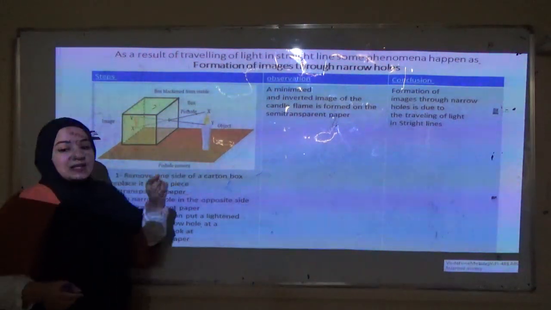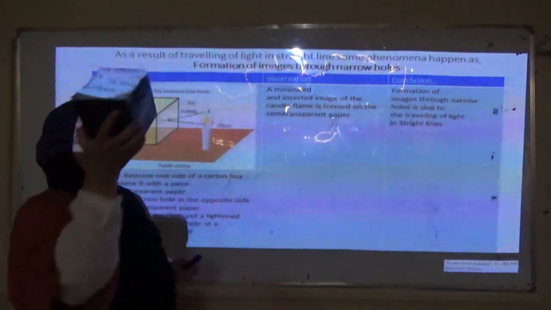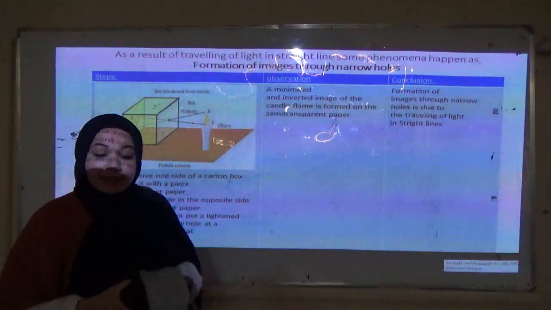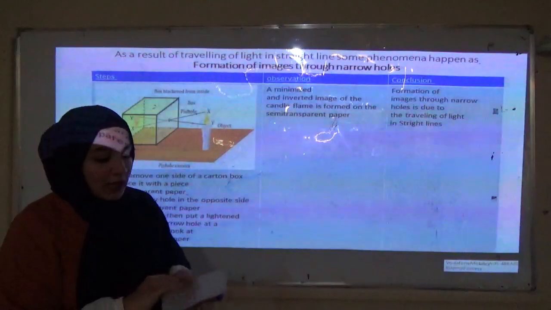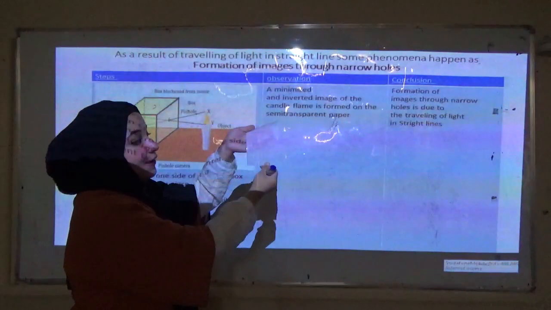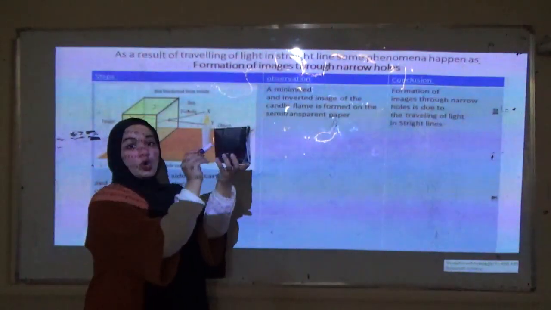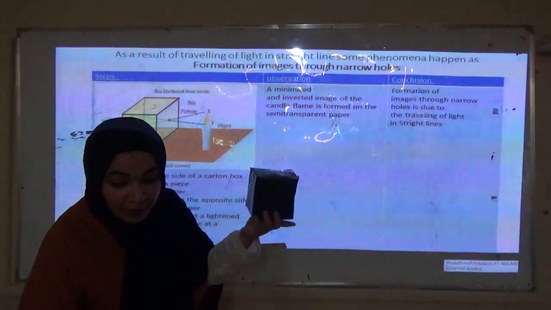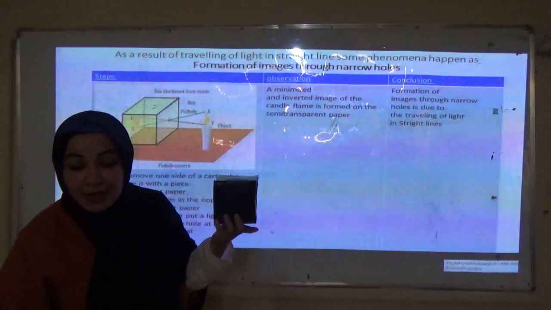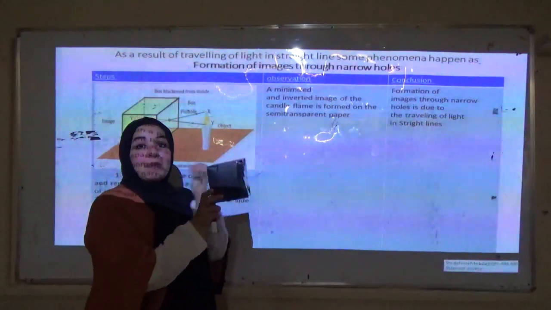Now, I will repeat this experiment again. I have here a box. I remove one side of the box and put a semi-transparent paper. Like this, you can see my finger. This is a semi-transparent paper. And then I make a hole by using a pen in the opposite side of the semi-transparent paper.